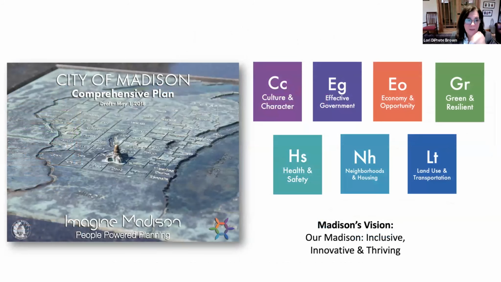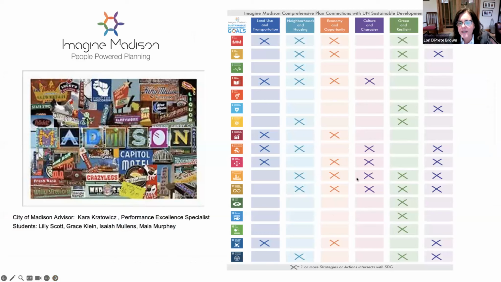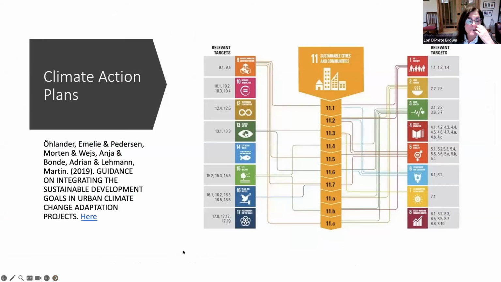Here is our city. I'm in Madison, Wisconsin, and here's our city plan, and it has these seven components. Some of our students did a crosswalk analysis of that, and you can see we've got a lot of progress on the SDGs and a lot more that we could be doing. So it's a visual that says an awful lot. Before I look in the chat, because I see there are some comments there, here's an example where a number of climate action plans were looked at collectively, looking at how they related to different SDG targets. This is another, more creative crosswalk approach.